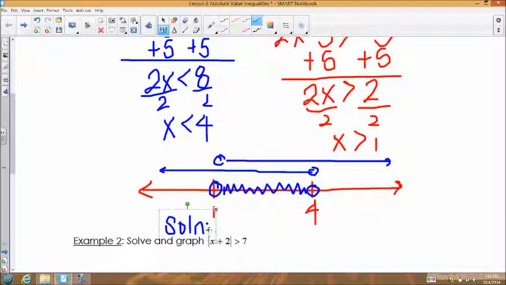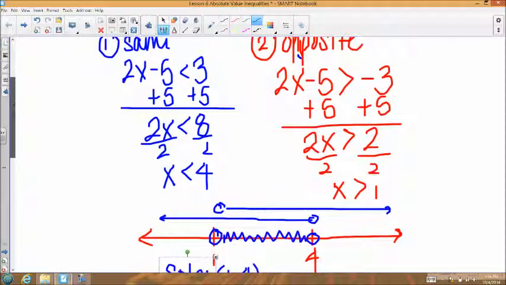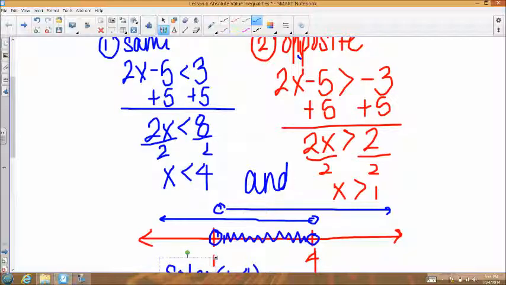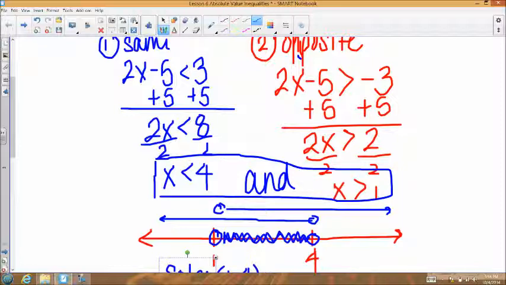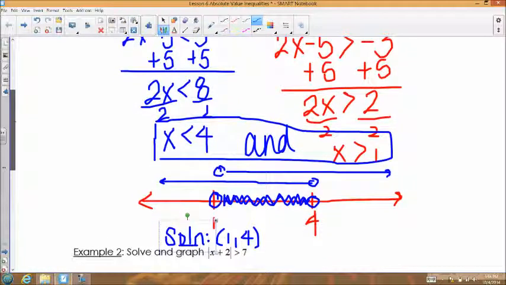So the solution is 1, 4 in round brackets, because again I'm not including 1 and 4, so we use the round brackets versus the square brackets if we had a solid point at 1 or 4. Basically another way to think of this is, yes, it is an and solution, meaning you can have numbers that satisfy both of these conditions at the same time, and they would have to be between 1 and 4. So if you wanted to leave it as inequalities, you have to make sure you put the word and between them, because it's what's satisfying both of these.